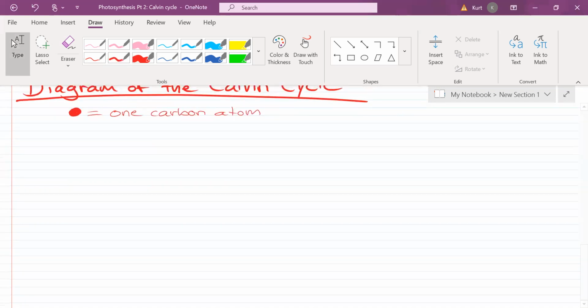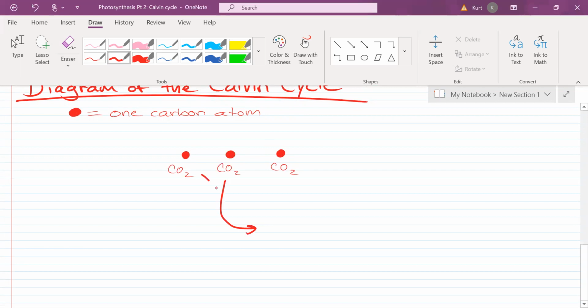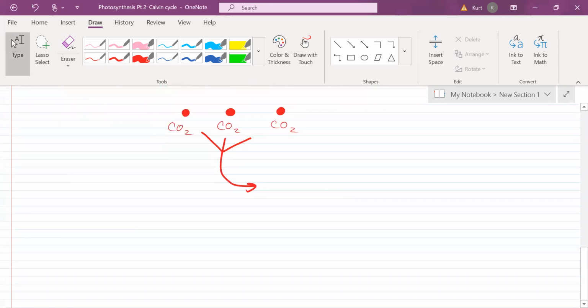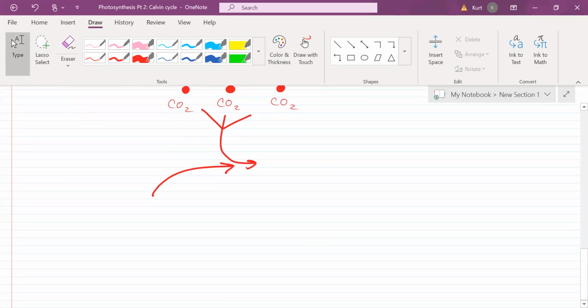Here we go. So the first thing that happens is you have 3 carbon dioxides. 1, 2, 3. They are going to enter the Calvin cycle. Each carbon dioxide has 1 carbon, so you have 3 separate carbon atoms. They are going to interact with 3 molecules that have 5 carbons each.